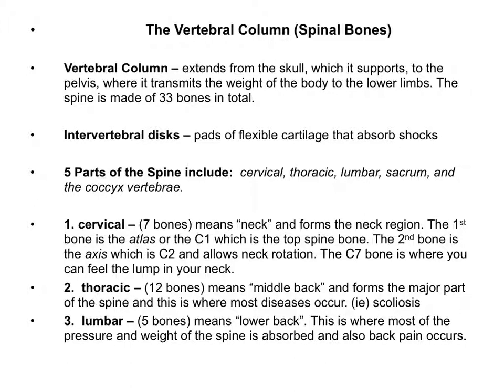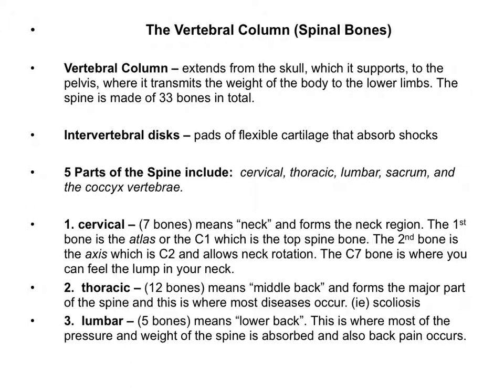The 5 parts of the spine include the cervical vertebrae, the thoracic vertebrae, the lumbar vertebrae, and then the sacrum and the coccyx. The cervical vertebrae is made up of 7 bones. It means neck. It forms the neck region.